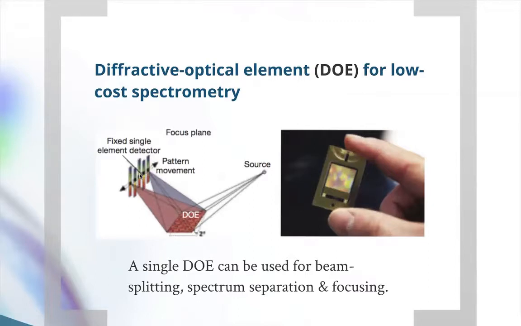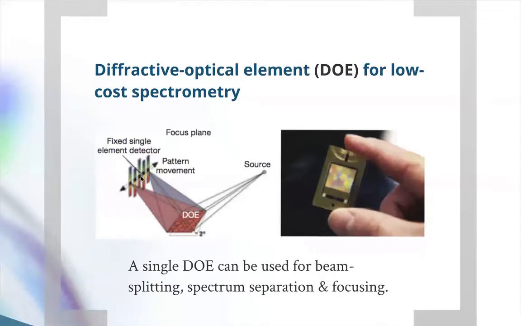Now, there's a single element detector, which is fixed, so it doesn't move, okay? What happens is that this DOE is simply on a little spring that oscillates at very, very high speeds, at resonant frequencies, like that. Okay, very small angle, 2 degrees here. And as it oscillates, different points kind of spin across. They move, like shown here. The pattern simply changes, and as it moves, the different wavelengths simply start showing up on the detector.